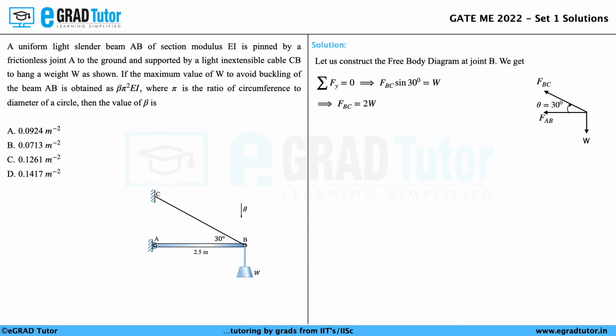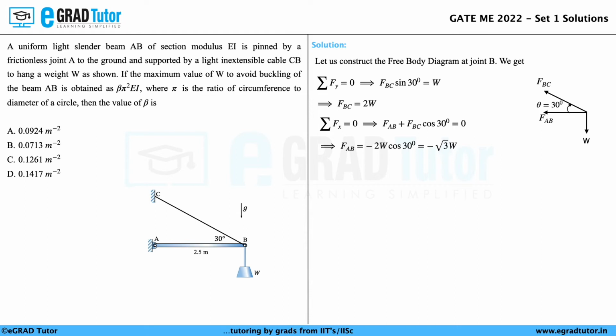Similarly, for the equilibrium, let us consider the summation of forces in the x direction as 0. So we get FAB plus FBC cos 30 is equal to 0. From that, we get FAB is equal to minus root 3 into W. Now, there is an important point to note here. We get the value of force FAB as negative root 3 into W.